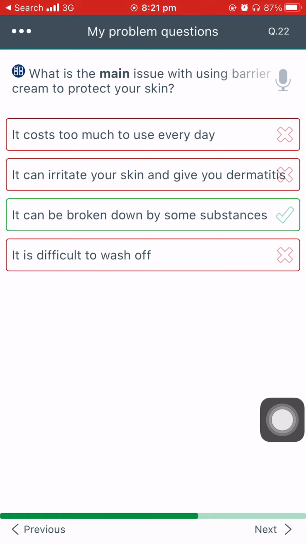What is the main issue with using barrier cream to protect your skin? It costs too much to use every day. It can irritate your skin and give you dermatitis. It can be broken down by some substances. It is difficult to wash off.